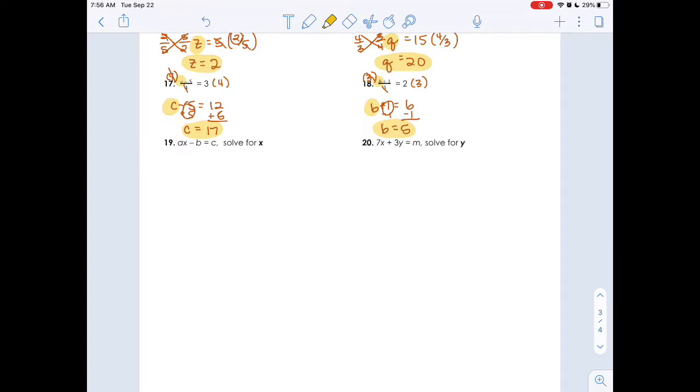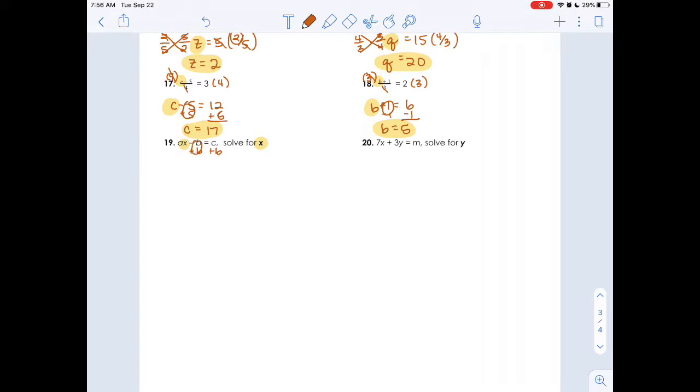These last two, we're going to be solving for the variable that they're asking us to solve for. As you'll notice, there are multiple letters, so we need to pay attention. It says ax minus b equals c, solve for x. When it says solve for x, it's just asking us to get the x by itself, using the same strategies we've already been using. So if I want to get this x by itself, the first thing I need to do is add b to both sides.